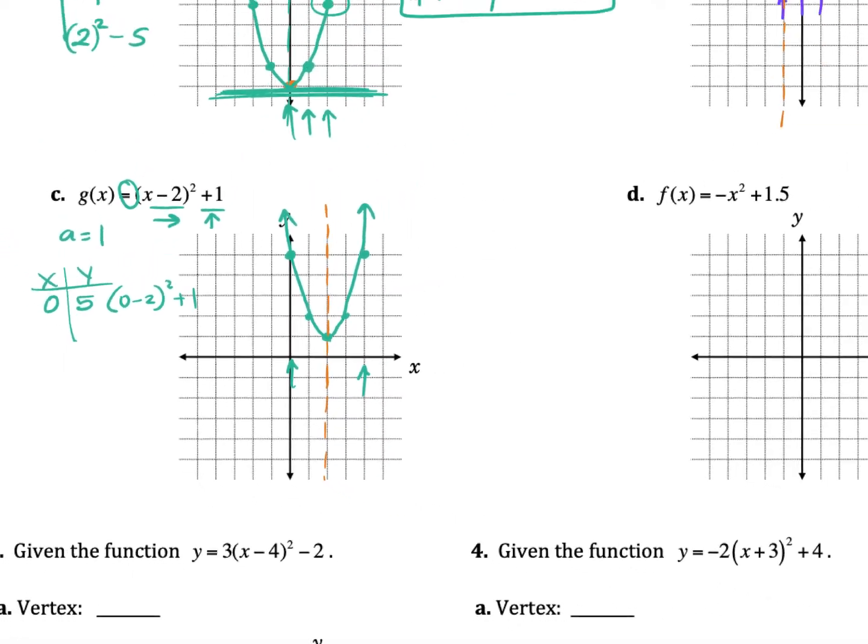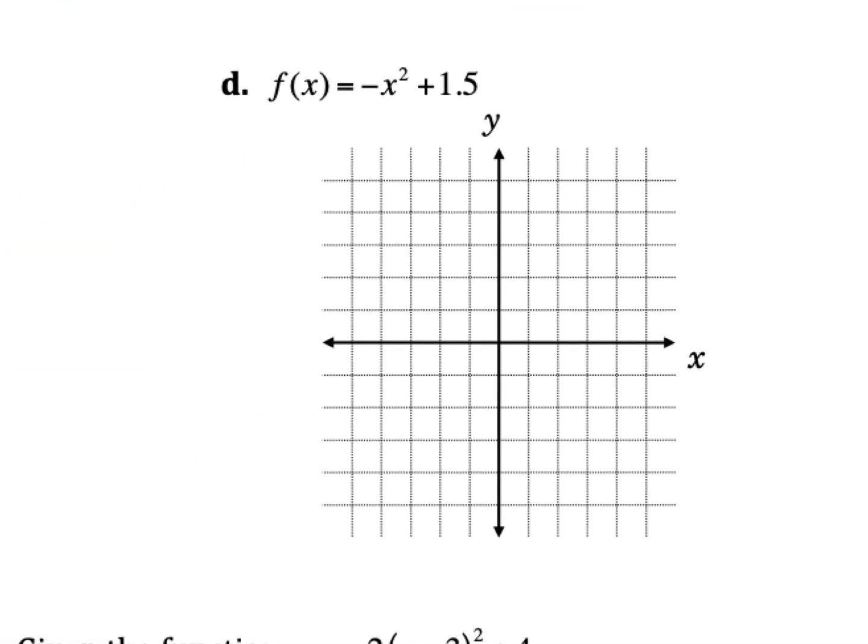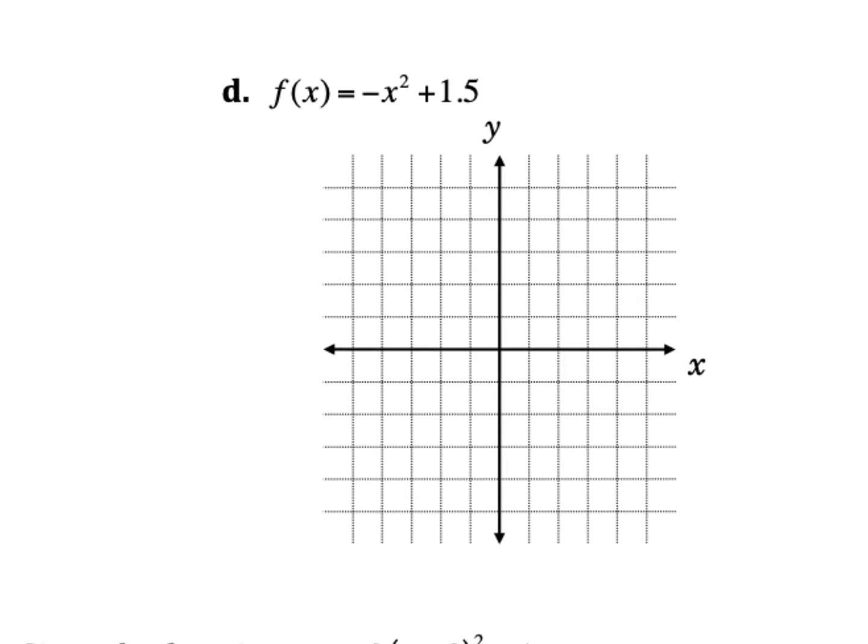Okay, tell me how this one's going to be different. It's a negative. So what's it going to do? It's going to open down. Okay. So where does this one shift, first of all? Up, down, left, or right? Up. So we're going to go up 1.5. That's going to put me here.